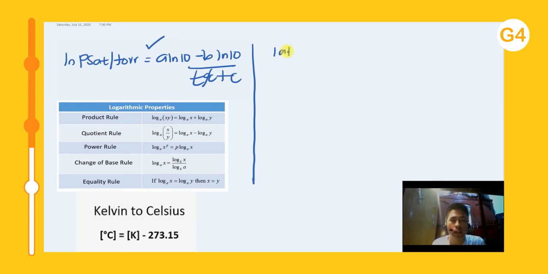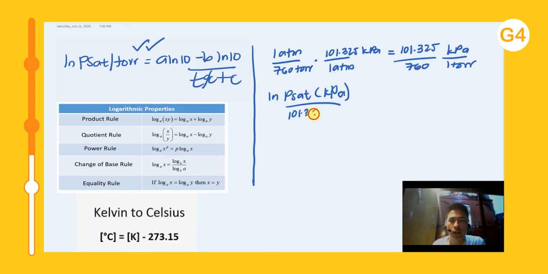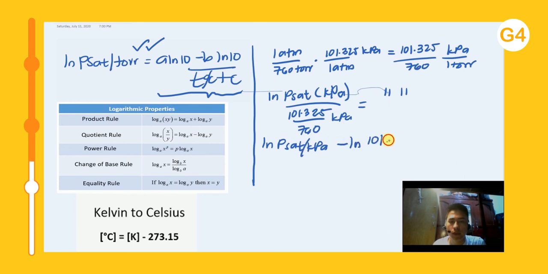So from our original equation, we can convert P sat in torr into P sat in kilopascal. We know that 1 atm is 760 torr, and 1 atm is 101.325 kilopascal, which gives us 101.325 over 760 kilopascal for 1 torr. Now, we substitute this value into our original formula, which becomes ln of P sat in kilopascal over 101.325 over 760 kilopascal is equal to this form. Now, we use the quotient rule, the logarithmic properties, to transform this into this form, which becomes ln P sat in kilopascal minus ln 101.325 over 760 kilopascal is equal to the same form.